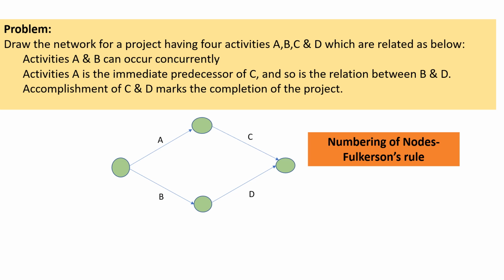After we have drawn the network, we do the numbering of nodes using Fulkerson's rule. The first event or first node is given number 1. Starting from there, other nodes are given numbers 2, 3, and 4.